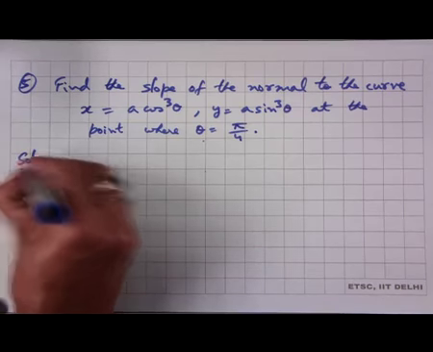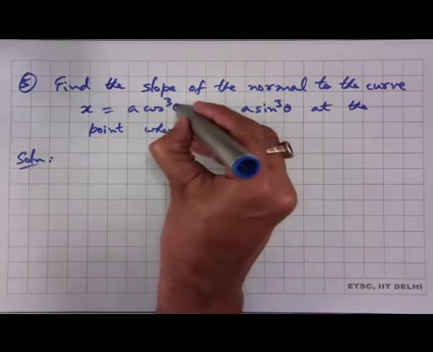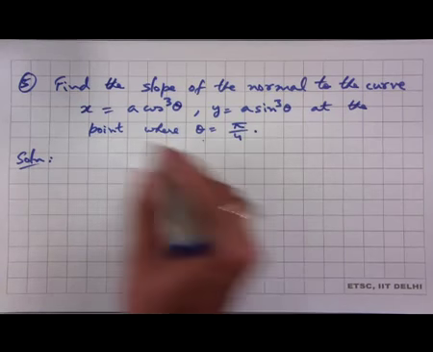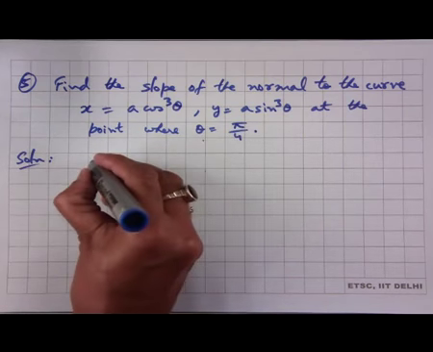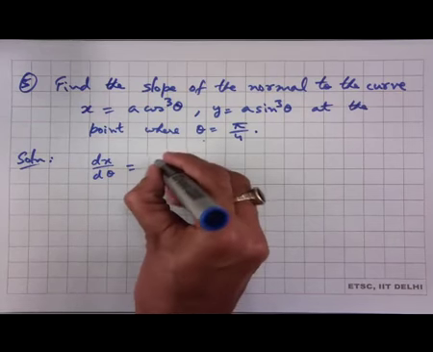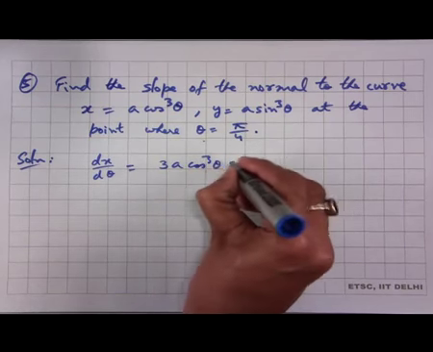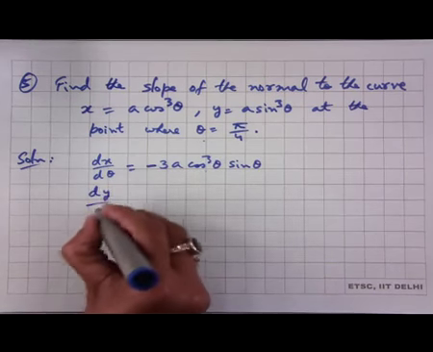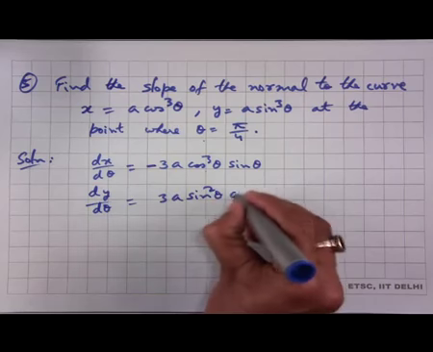So, here the only thing is that we are not given y as a function of x; y and x are given in terms of the parameter theta. So, to find dy/dx we can use the chain rule. So, if we find dx/d theta, this is equal to 3a cos squared theta times minus sin theta, and dy/d theta is equal to 3a sin squared theta times cos theta.